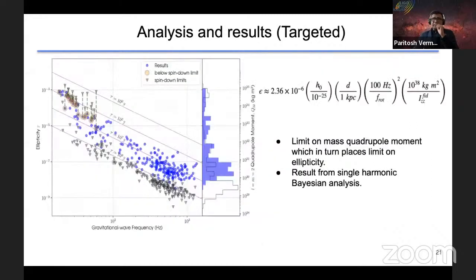Next slide, please. And here we present the ellipticity for the same 236 pulsars. The equation of ellipticity is written in terms of astrophysical parameters. So from Bayesian analysis, we get a quadrupole moment, which in turn imposes a constraint on ellipticity. Next slide, please.